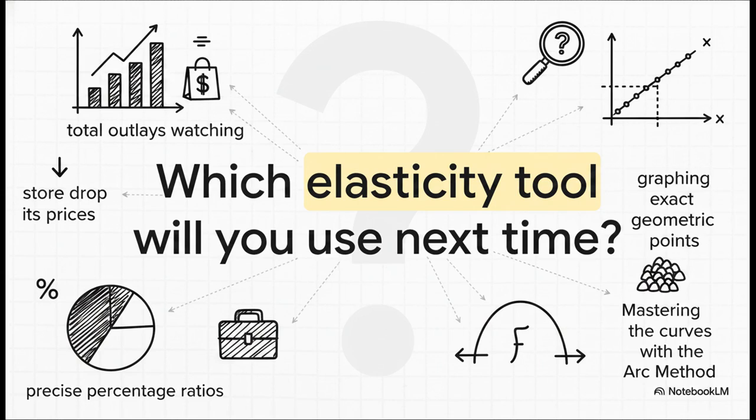Now, what's really interesting about all this is just how far we've come. We've gone from simply watching consumers' total outlays to calculating precise percentage ratios, to mapping exact geometric points, to finally mastering curves with the ARC method. These aren't just dry formulas, you know? They are absolutely vital business tools for reading the market. So the very next time you see a store drop its prices, ask yourself, which of these 4 tools are you going to pull out of your elasticity toolkit to truly measure the impact?